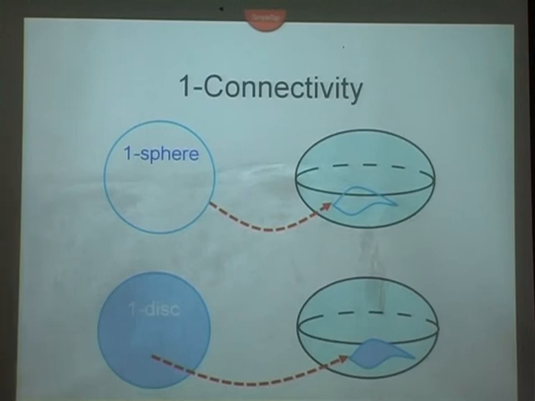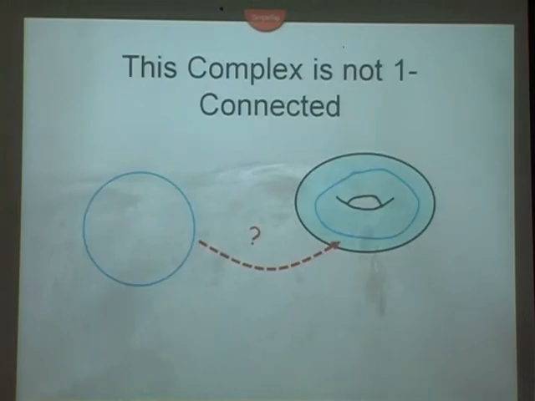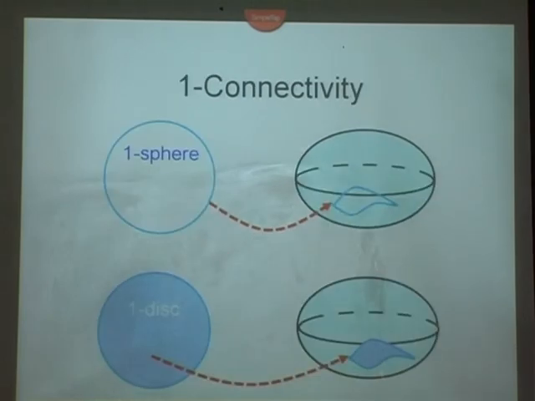We can generalize this to higher dimensions. Here I have a map of the one sphere into this complex, and I can extend it to a map of the one disk. If I can do that, then we'll say that this is one-connected. This is one-connected because every map of one sphere can be extended to a one disk. Another way to think about that is if I take an elastic band and put it in the complex, I can contract it to a point. That's another useful way to think of this. There are all kinds of different ways of doing this.